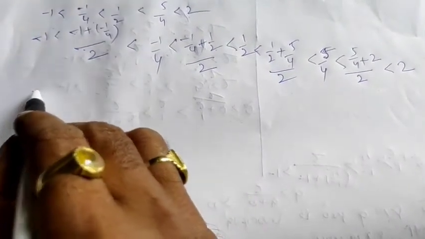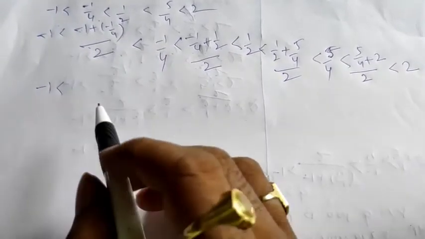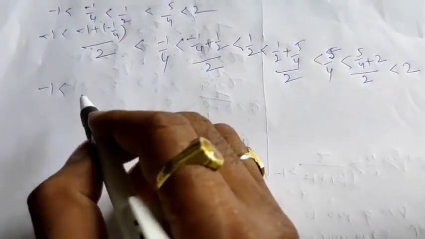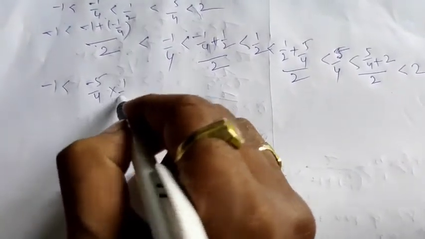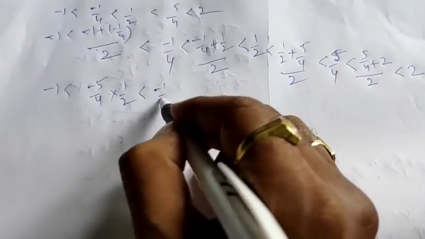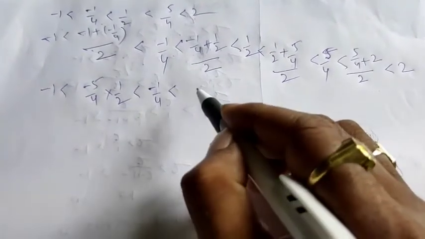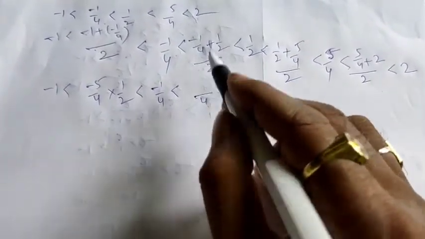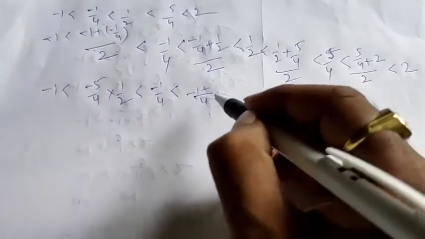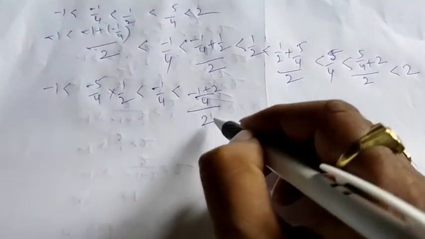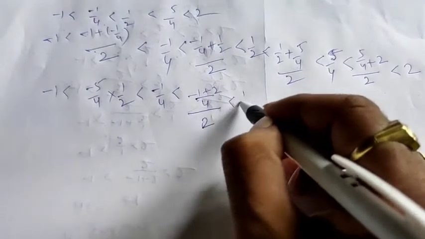See, if I simplify, we get minus 1 less than minus 1 plus minus 1 by 4, whole by 2. So if you take the LCM of those fractions, you will get minus 5 by 4. Is it? Whole by 2 can be written as into 1 by 2, less than minus 1 by 4, less than. Here LCM of 4 comma 2 is 4. So we get minus 1 plus, here 2 divides 4 2 times, so 1 into 2, 2 whole by 2. This whole by 2 can be written as into 1 by 2. Okay, we will do it in the next step.